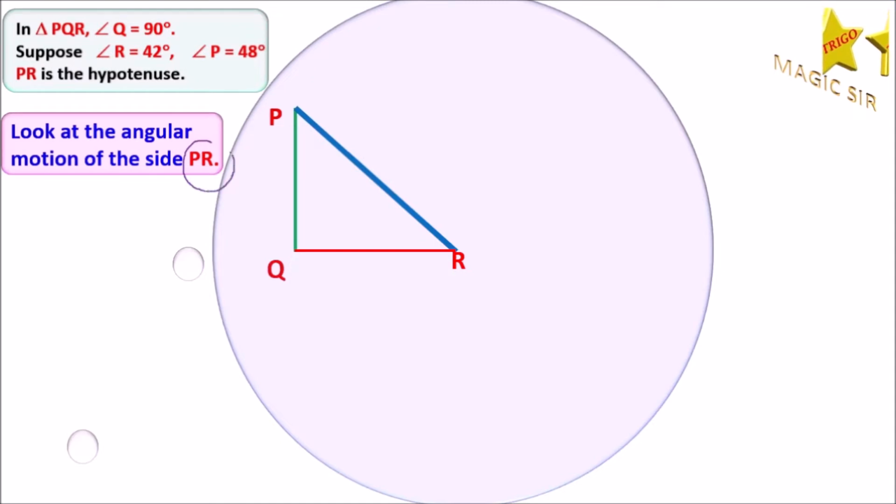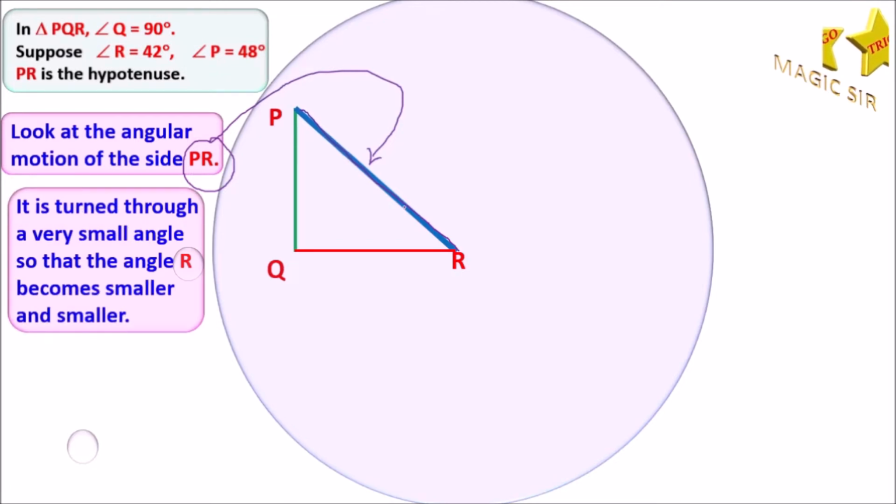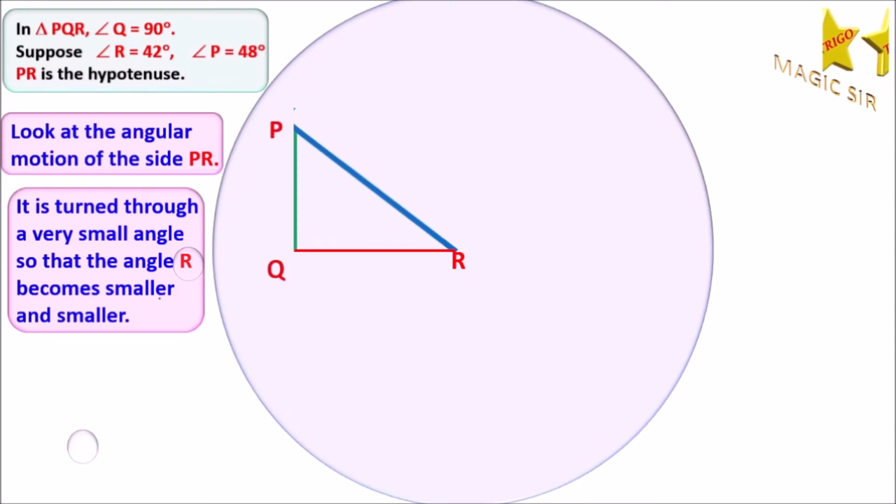Now look at the angular motion of the side PR. That is, look at the angular motion of the hypotenuse. Now see the animation. The hypotenuse is turned through a very small angle so that the angle becomes smaller and smaller and smaller. Angle R is very close to 0 degree.